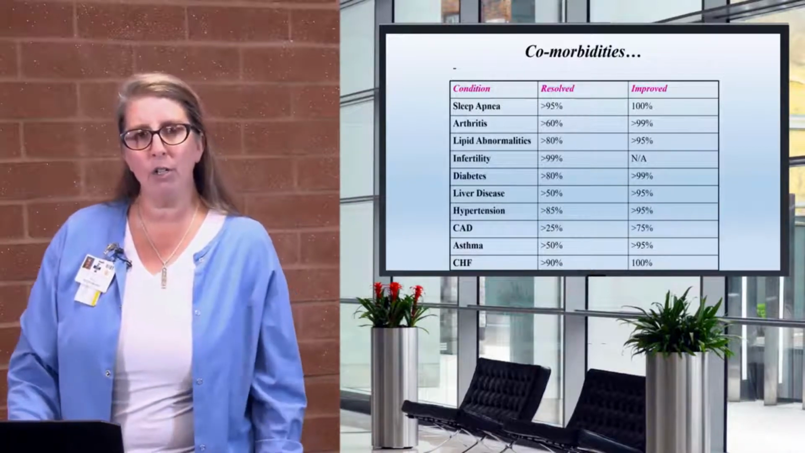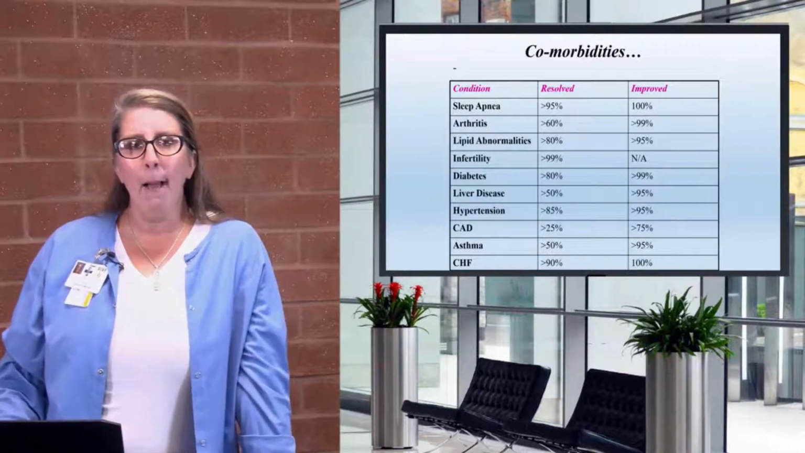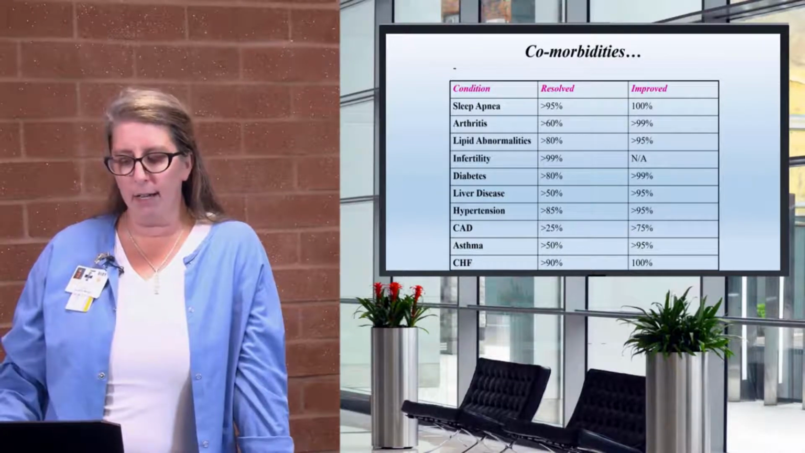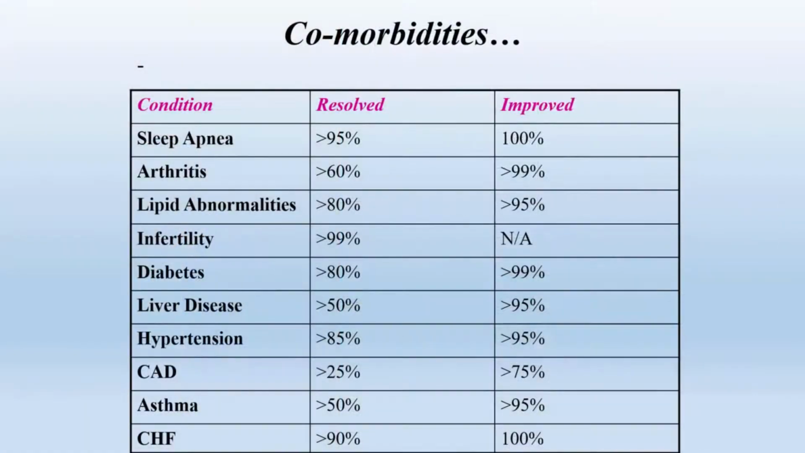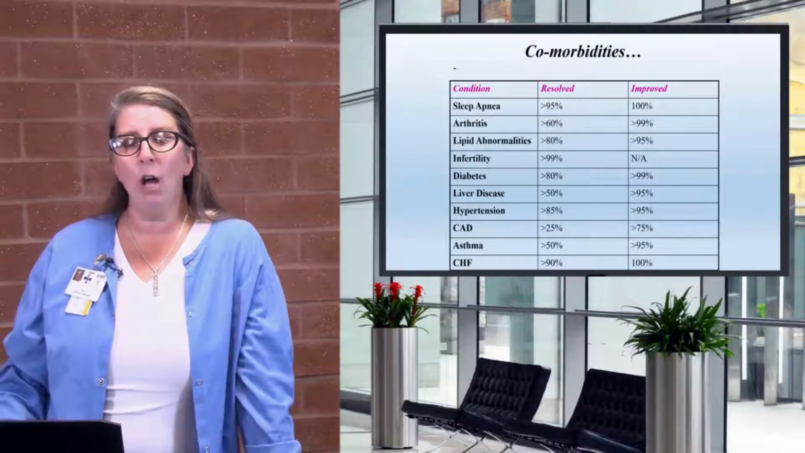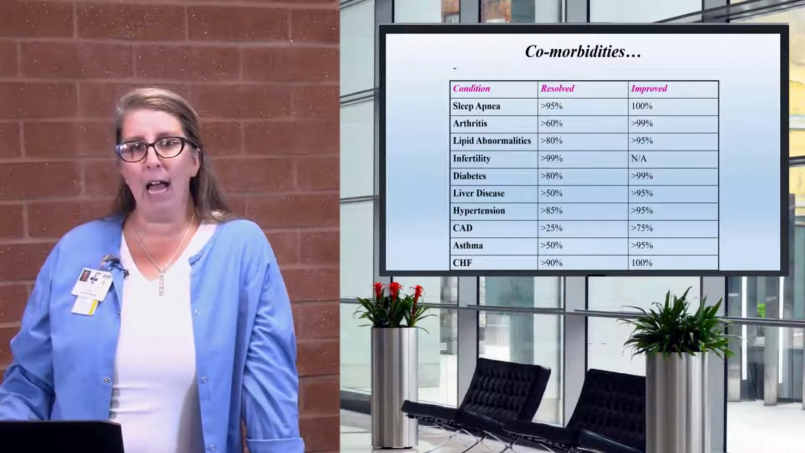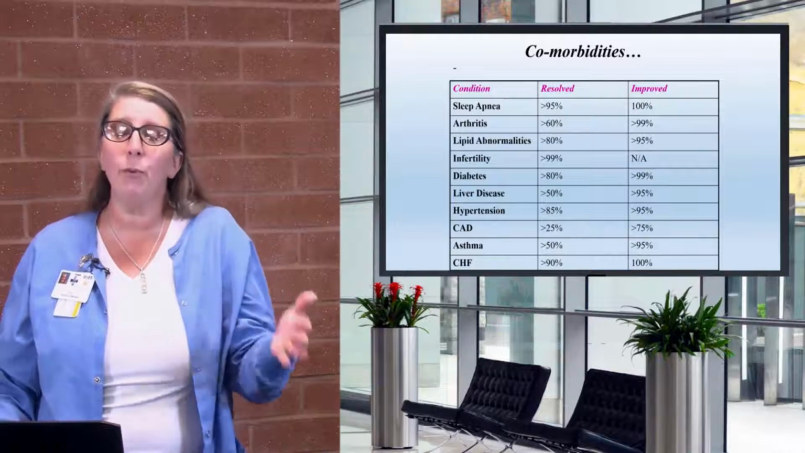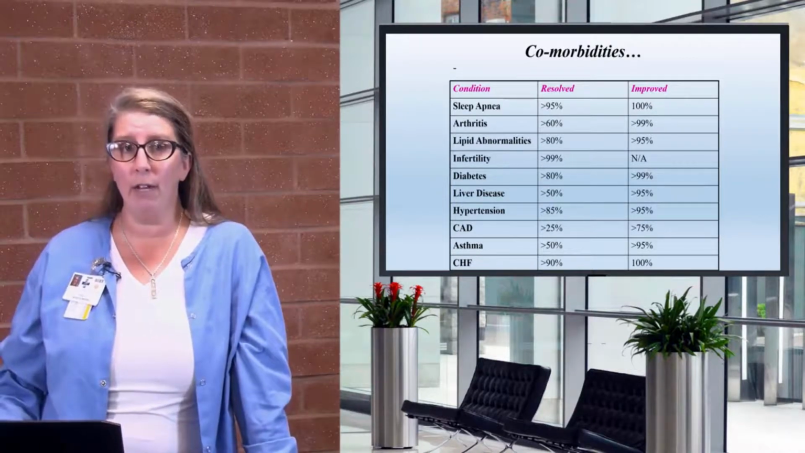This next slide is called a meta-analysis study, meaning that the research scientists pulled studies from all different facets and combined them into one. So instead of me showing you just one study about sleep apnea and another about hypertension and another about asthma, they put it all into one study for us. So we were able to see what health conditions people had resolved after bariatric surgery, and if they were not resolved, at least what kind of improvements we saw in those health conditions.